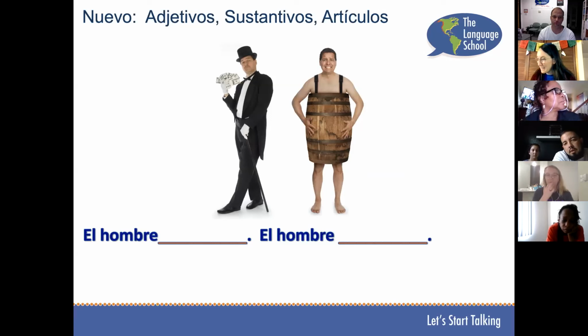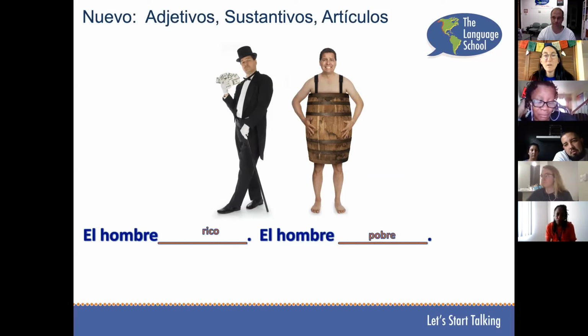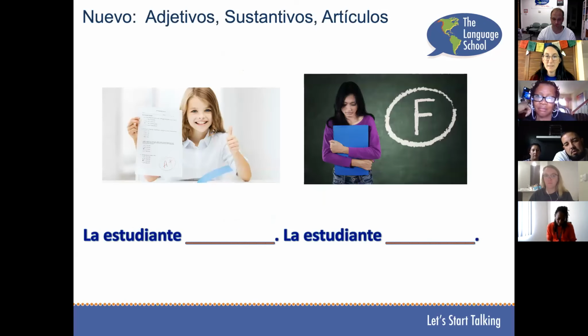Emily. Are we going for rich and poor here? I'm assuming we are, yeah. Okay, well, ¿cómo se dice rich? Rico. Okay. El hombre rico. ¿Cómo se dice poor? Pobre. Okay. El hombre rico. El hombre pobre. So, los hombres ricos. Los hombres pobres. Bien.